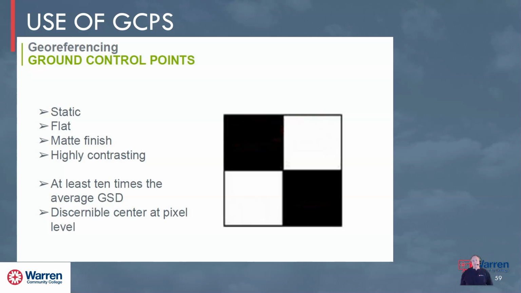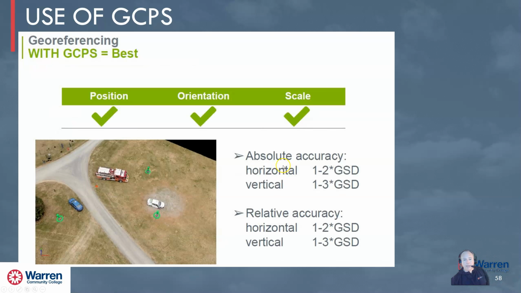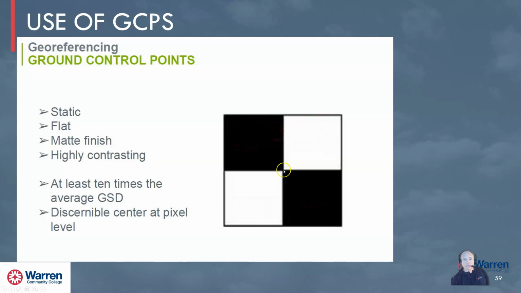But the most common ones you're probably going to see out there and for sale are some kind of static, flat matte finish that highly contrasts, like black versus white. And they should be at least 10 times the average ground sampling distance. So the size of your ground control point needs to be at least 10 times your GSD. And you need to have a discernible center at the pixel. Right here in the middle, that's what you're going to measure.